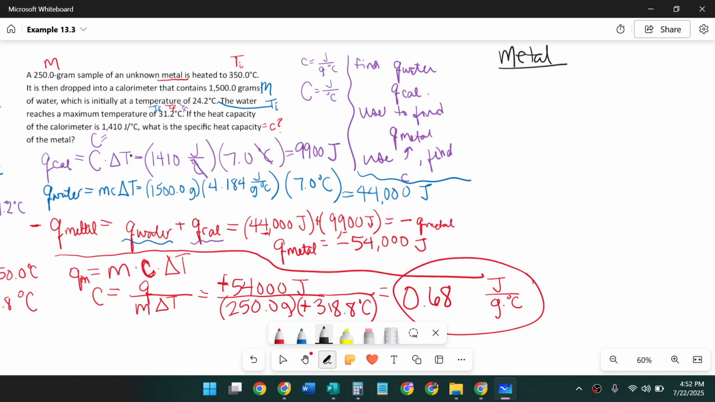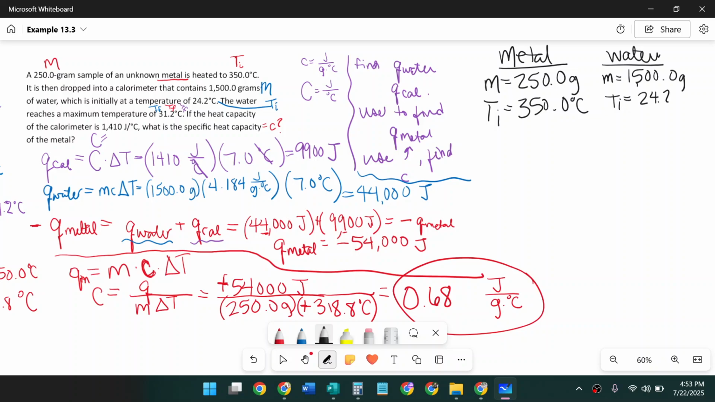I'm like, all right, I have a metal. I have the mass of the metal, and I'll label what it is. And then they give me a temperature for the metal. And then they tell me about a calorimeter with water, so I make a new column. I'm like, okay, water. And they give me a mass for water. And I try to line up the things that are the same on the same row. And then they give me the initial temperature of the water. That's convenient that they gave them to me in the same order. And then it tells me the final temperature of the water, which is 31 point.